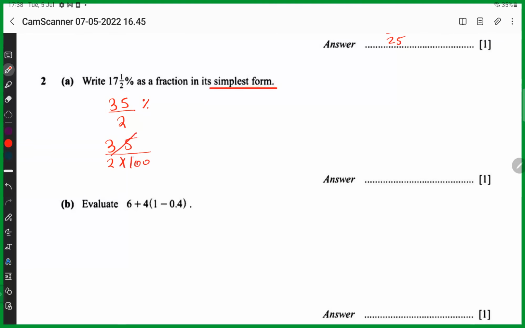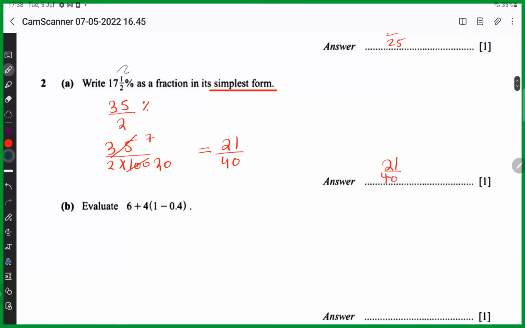5 multiplied by 7 is 35. And then you need to know that 5 multiplied by 20 is 100. So this would give you 21 divided by 40. This is going to be the answer. I'll repeat this one, don't worry.